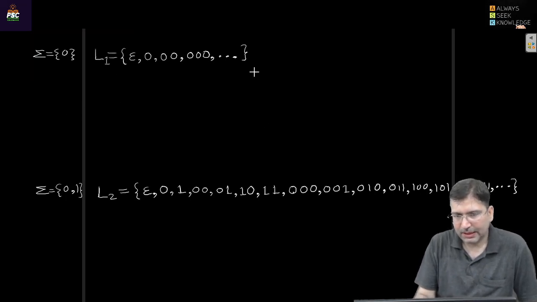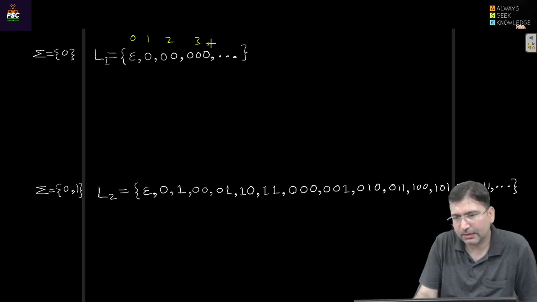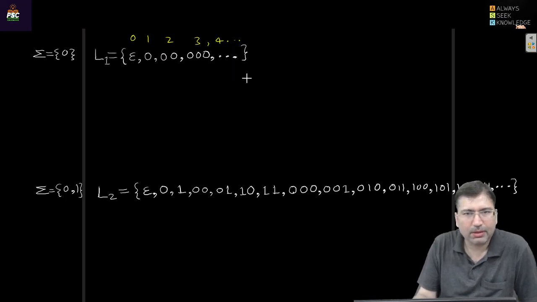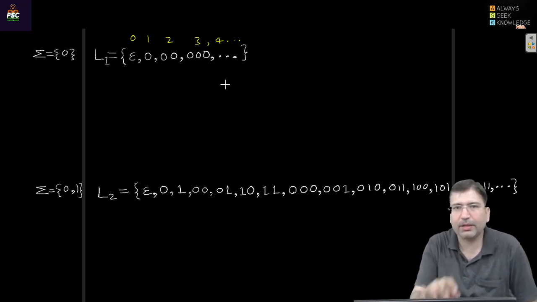Now this language has epsilon, a 1 length string, 2 length, 3 length. This language is generating a kind of AP. It is defined over a unary alphabet. So this is 0 length, then 1 length, then 2 length, then 3 length, then 4 length, and so on. So this is an AP. That means this language is regular. If this language is regular, we can draw an automata for this.